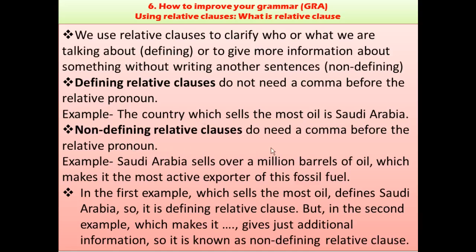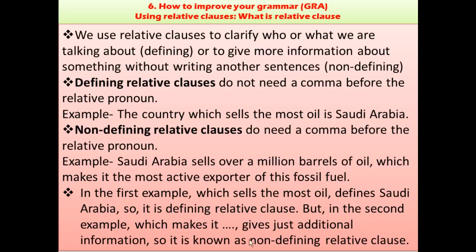But in non-defining, we do need a comma before the pronoun, because they give you additional information, not the definition, right? Saudi Arabia sells over 1 million barrels of oil, which makes it the most active exporter of this fossil fuel. Now, this is not giving the definition of Saudi Arabia. This is just adding some additional information. So you can see in the first example, which sells the most oil, defines Saudi Arabia. So it is a defining relative clause and no comma is used.